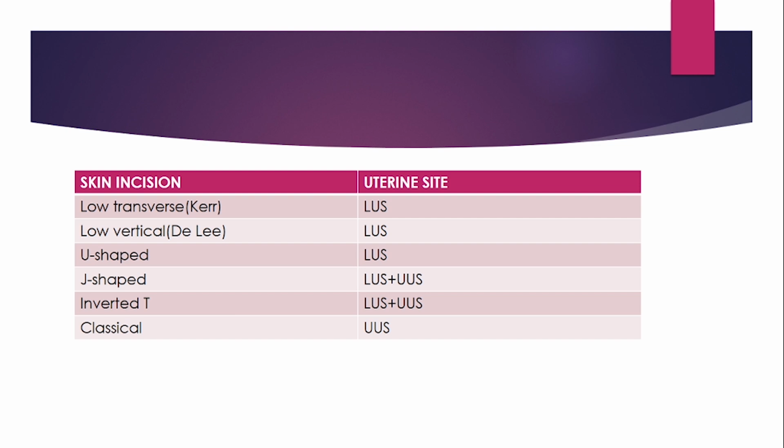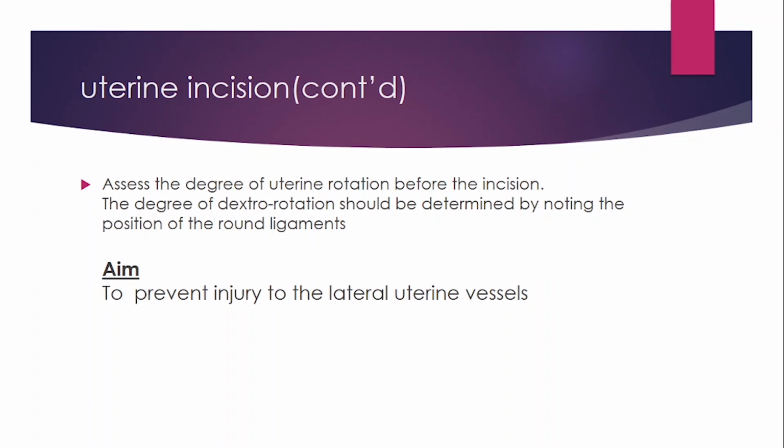That's classical. So now, you have to assess the degree of uterine rotation before you make any incision on the uterus. And the degree of dextrorotation should be determined by noting the position of the round ligament. And of course, this is to prevent extension to the lateral uterine vessels. So we sometimes call this the angle of sorrow.